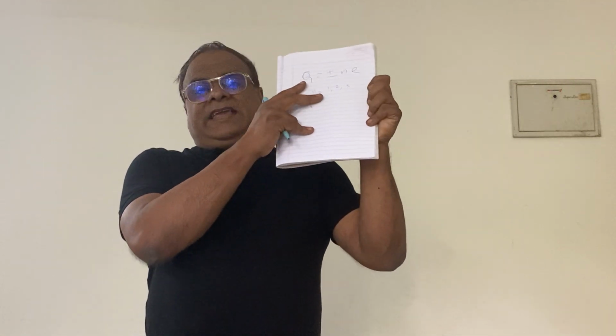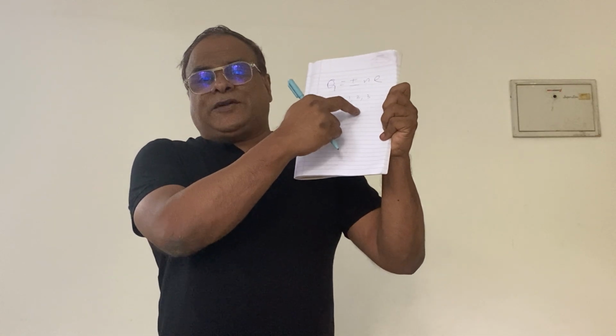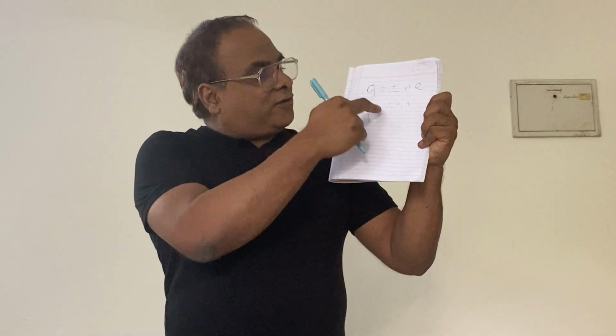The third characteristic is conservation of charge. That means charge can neither be created nor be destroyed. The fourth characteristic is quantization of charge. That means the charge acquired by a substance is an integral multiple of the basic unit of charge. The basic unit of charge is the charge of an electron. That means Q is equal to plus or minus Ne. N is the integral multiple 1, 2, 3, etc. E is the charge of an electron.